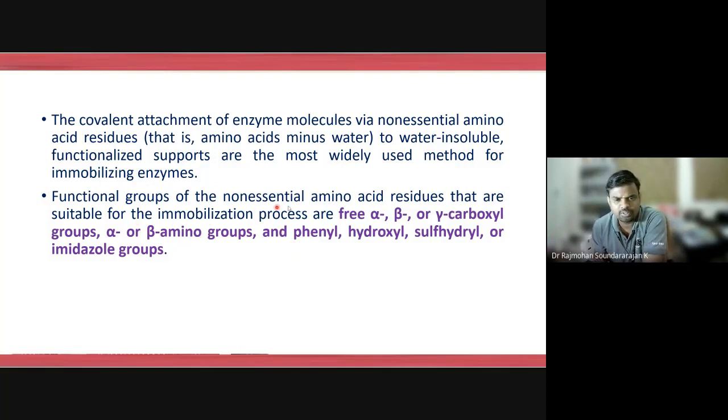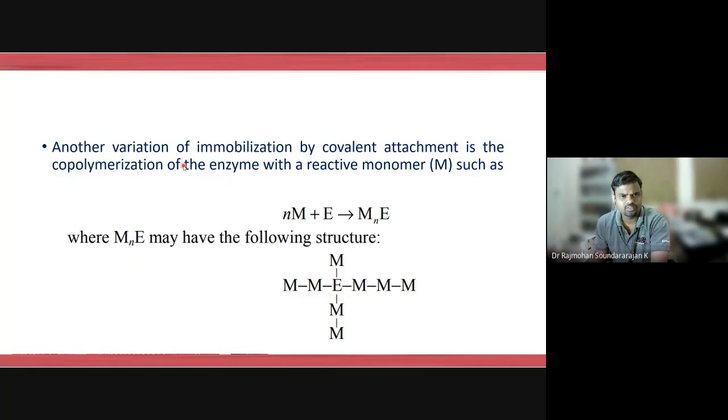So functional groups of the non-essential amino acid residues, which are suitable for this particular covalent immobilization, are free alpha, beta, gamma carboxyl groups, alpha or beta amino groups, phenyl groups, hydroxyl groups, sulfhydryl groups, or imidazole groups. Okay. So another variation of this immobilization by covalent attachment is polymerization reactions.